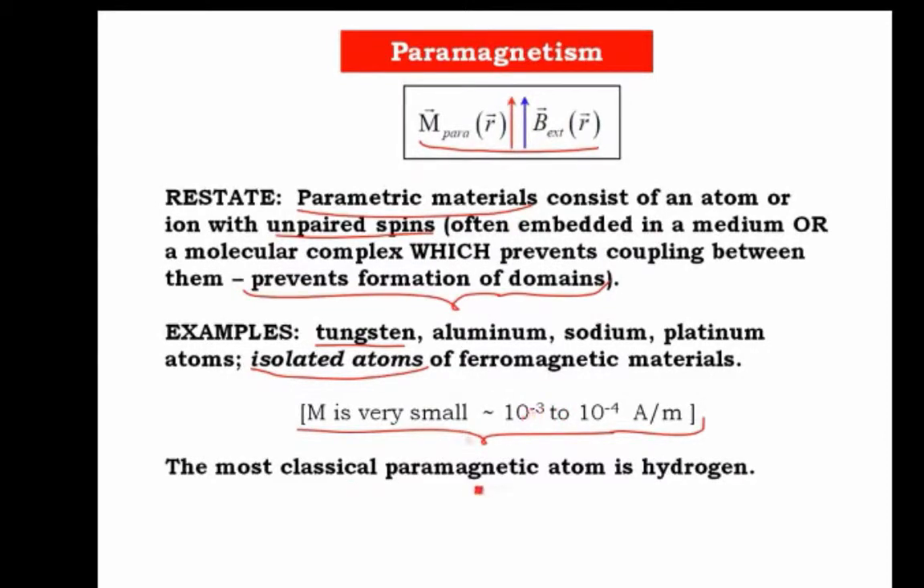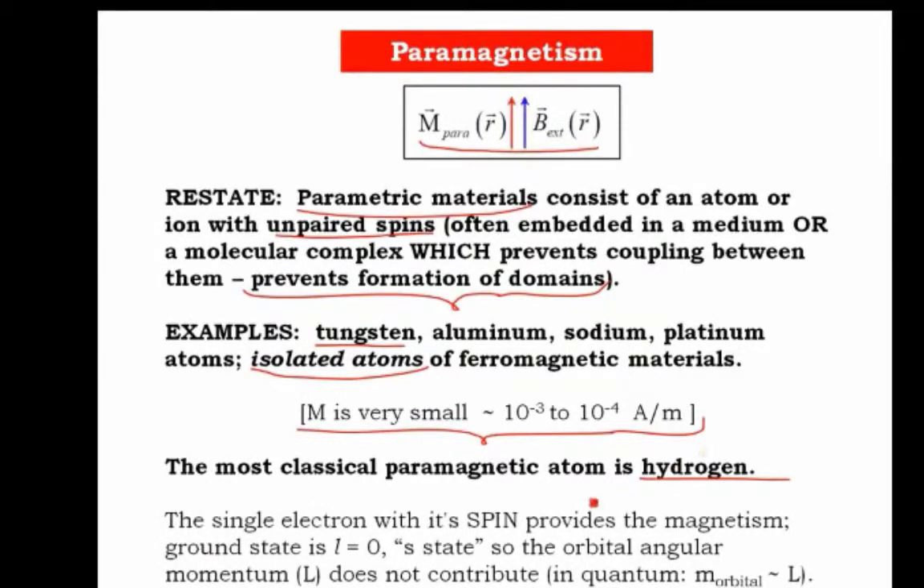The most classical paramagnetic atom is hydrogen, and the reason is that it has an unpaired electron because it only has one. So what about the orbital magnetic moment? Well, there we have to go to quantum mechanics. So what I just said was the single electron with its spin provides the magnetism. The ground state of hydrogen, if you remember in quantum, is the L equals 0 state, and we call that the S state. Now remember, this S is not the spin. This is the nomenclature for L equals 0.